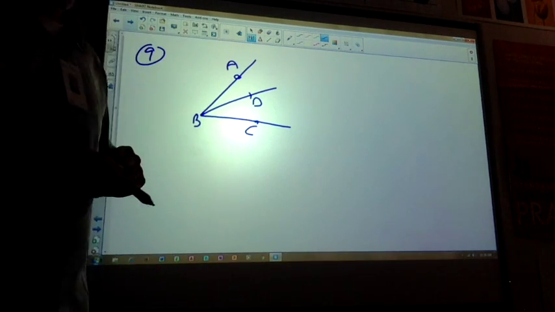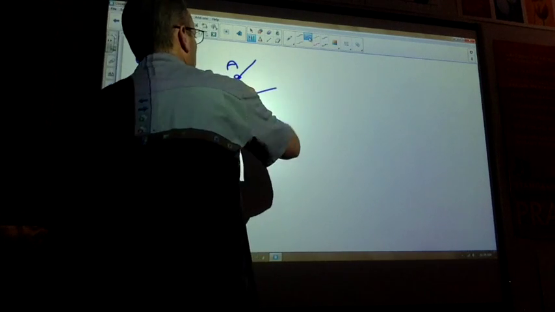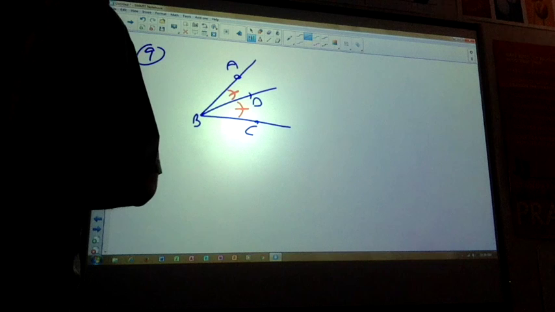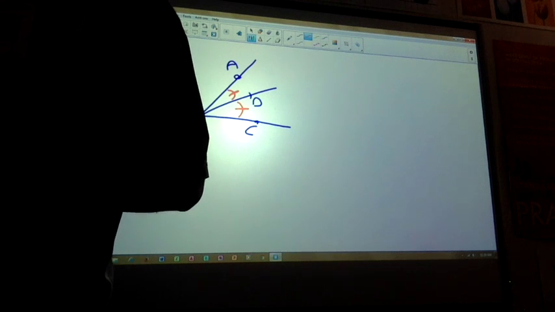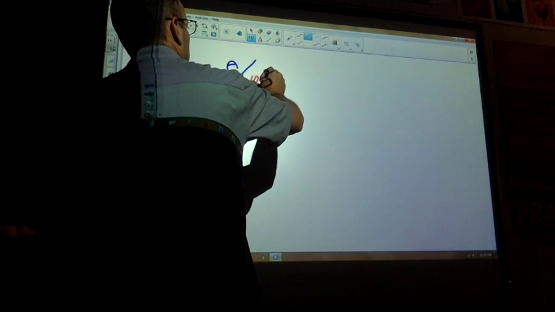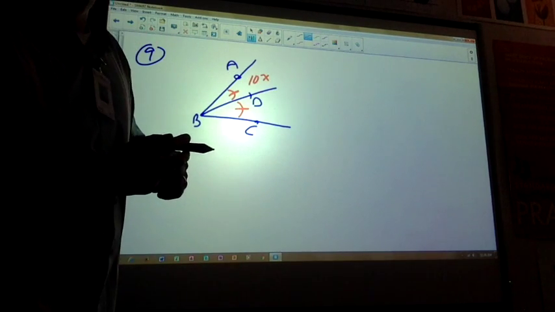BD bisects ABC. So things that we know: this angle and this angle have to be equal to each other by definition of bisector. So if they told us ABD is 10x plus 5, plus 5, excuse me.